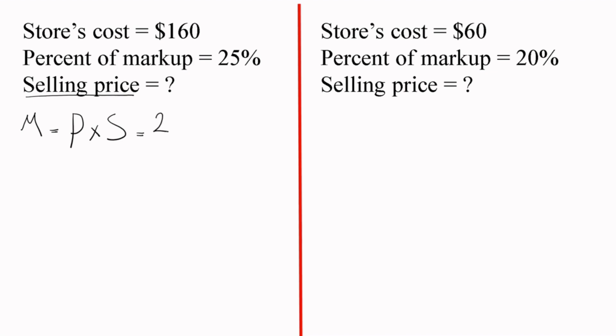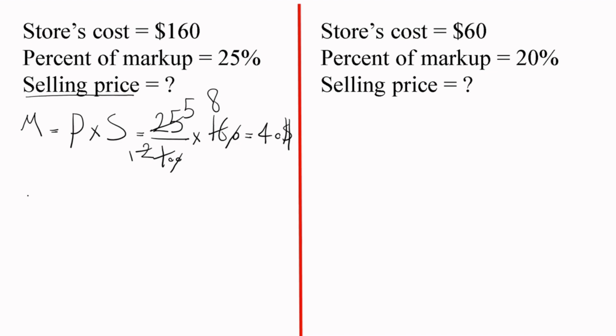I prefer to write it as a fraction here, 25 over 100 times 160. So 100 divided by 5 is going to be 20, 5 divided by 5 is going to be 1. Again, divide by 2, 20 divided by 2 is 10, 160 divided by 2 is 80. 5 times 8 is going to be $40.